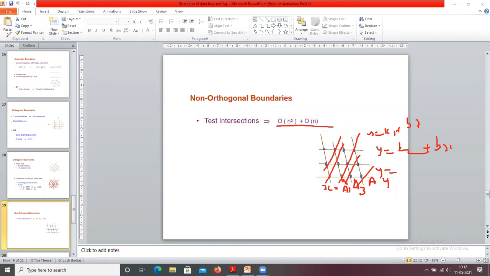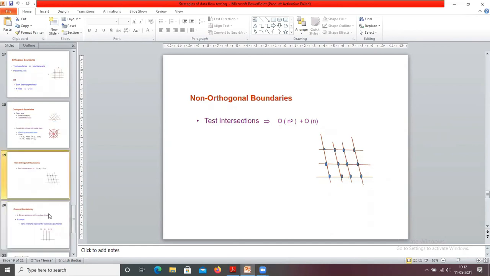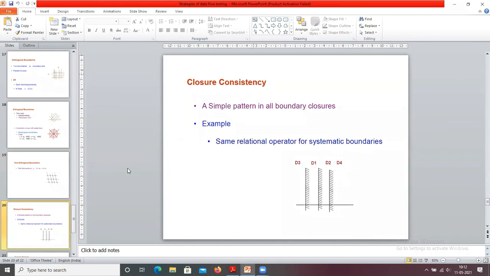Next one, closure consistency. Here, there is a simple pattern in all boundary closures. For example, the same relation operator for systematic boundaries: D1, D2, D4. So boundary closures are consistent and systematic here. The shaded areas on the boundary denote that the boundary belongs to the domain in which the shading lies.